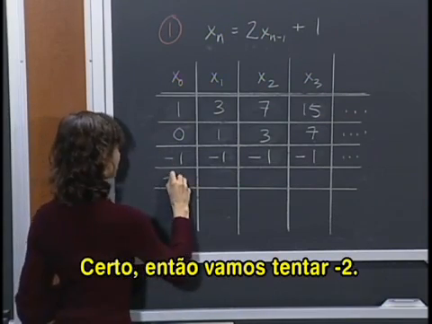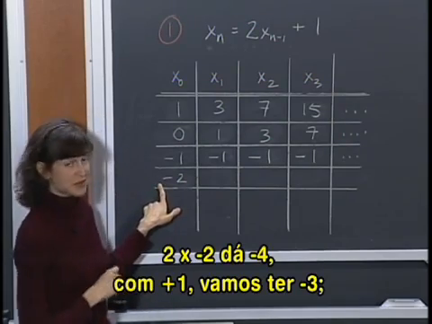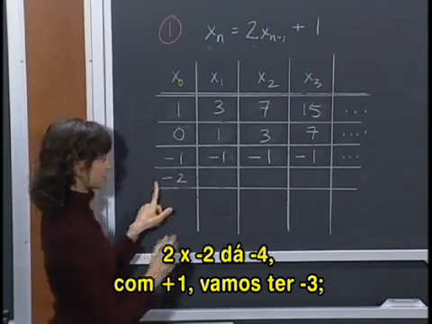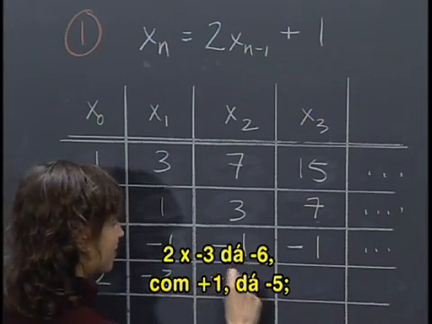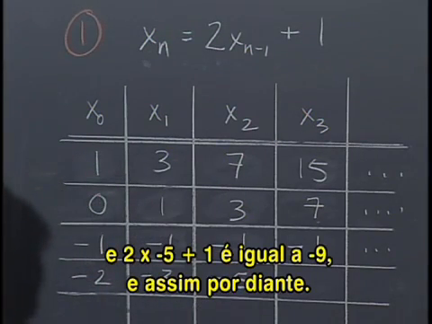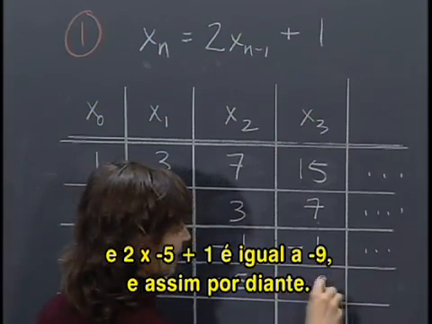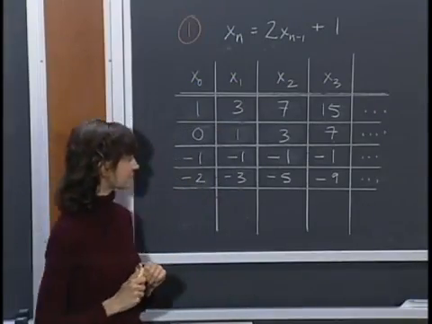Okay, let's try minus 2. 2 times minus 2 is minus 4, plus 1 gives us minus 3. 2 times minus 3 is minus 6, plus 1 gives us minus 5. And 2 times minus 5 plus 1 gives us minus 9, and so on.